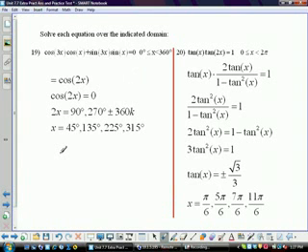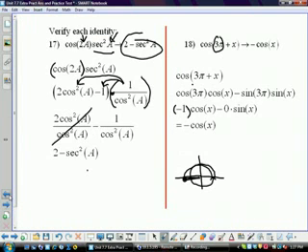Yes, -1. Because we have to go back. Here, let me go back and show you. So we have 3 pi, right? Here, cosine is 1. But that's 2 pi. We have to go 3 pi. Thank you.